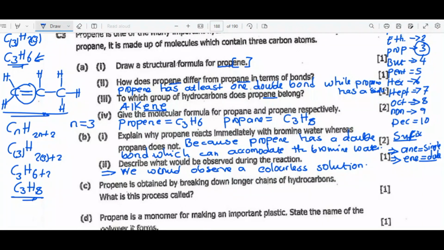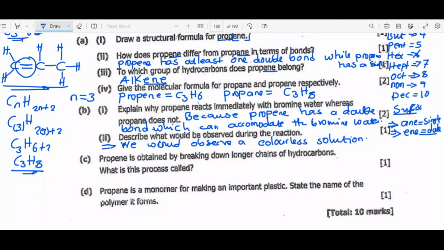So the color of the bromine would change to a colorless solution, and because of that change, we are able to tell that we are dealing with an alkene. And this is also the test for an alkene. If you are told to give what you can use if you want to test for an alkene, this is what we simply use. So we use the bromine solution, and if it changes into a colorless solution, then the compound that you are testing is an alkene.